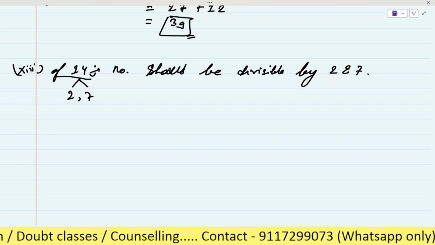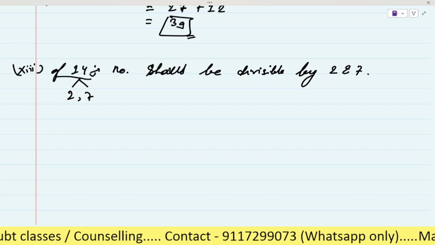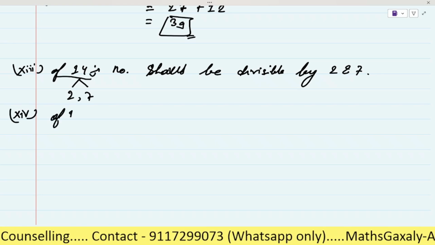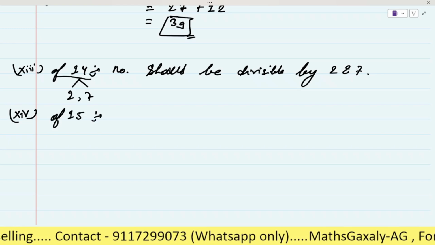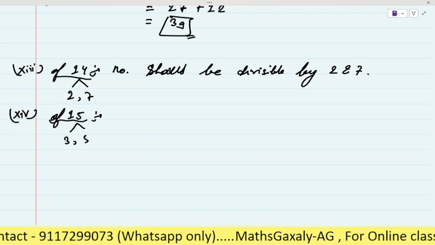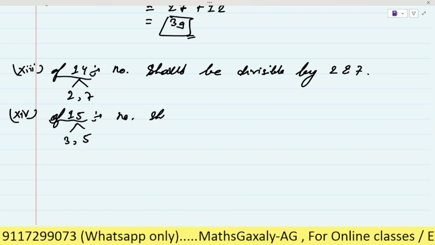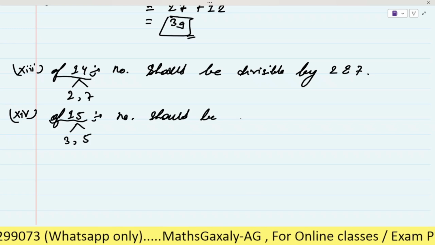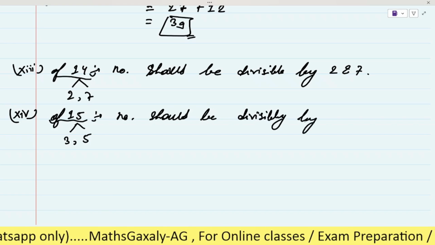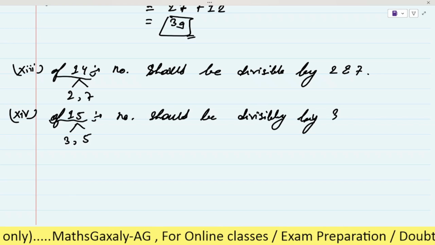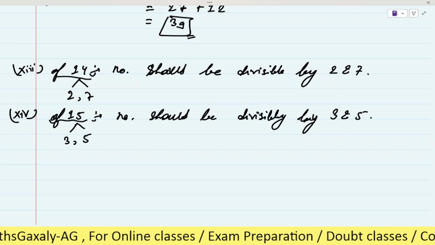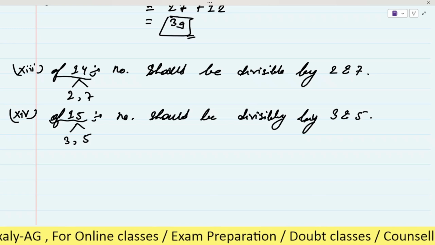Okay, is it clear? Please confirm. After this, the divisibility rule of 15. Again break it into prime factors, 3 fives are 15. So the number should be divisible by what? Tell me. 3 and 5. Very good. Is it clear? Yes, sir.